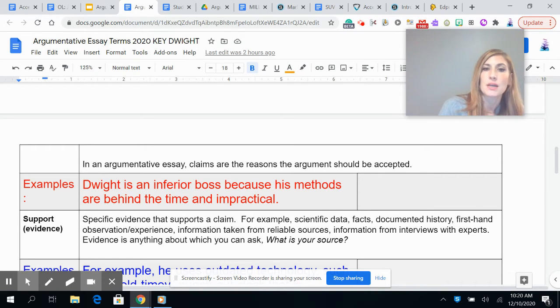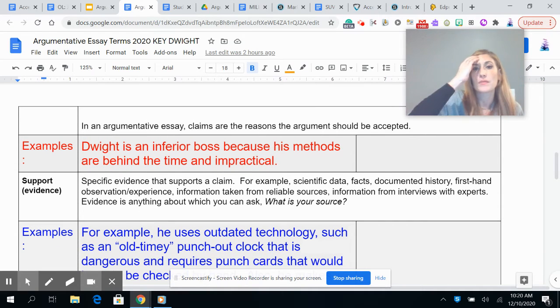Dwight is an inferior boss because his methods are behind the times and impractical. So here you can see I'm giving a specific reason to support my argument that he's the worst manager. I can't just state it, right? This is really just a topic sentence in my first body paragraph. I now have to provide support or evidence. For example, scientific data, facts, a documented history, first-hand observations or experiences, information taken from reliable sources, information from interviews with experts. Evidence is anything about which you can ask, what's your source? And you should be able to answer that question.